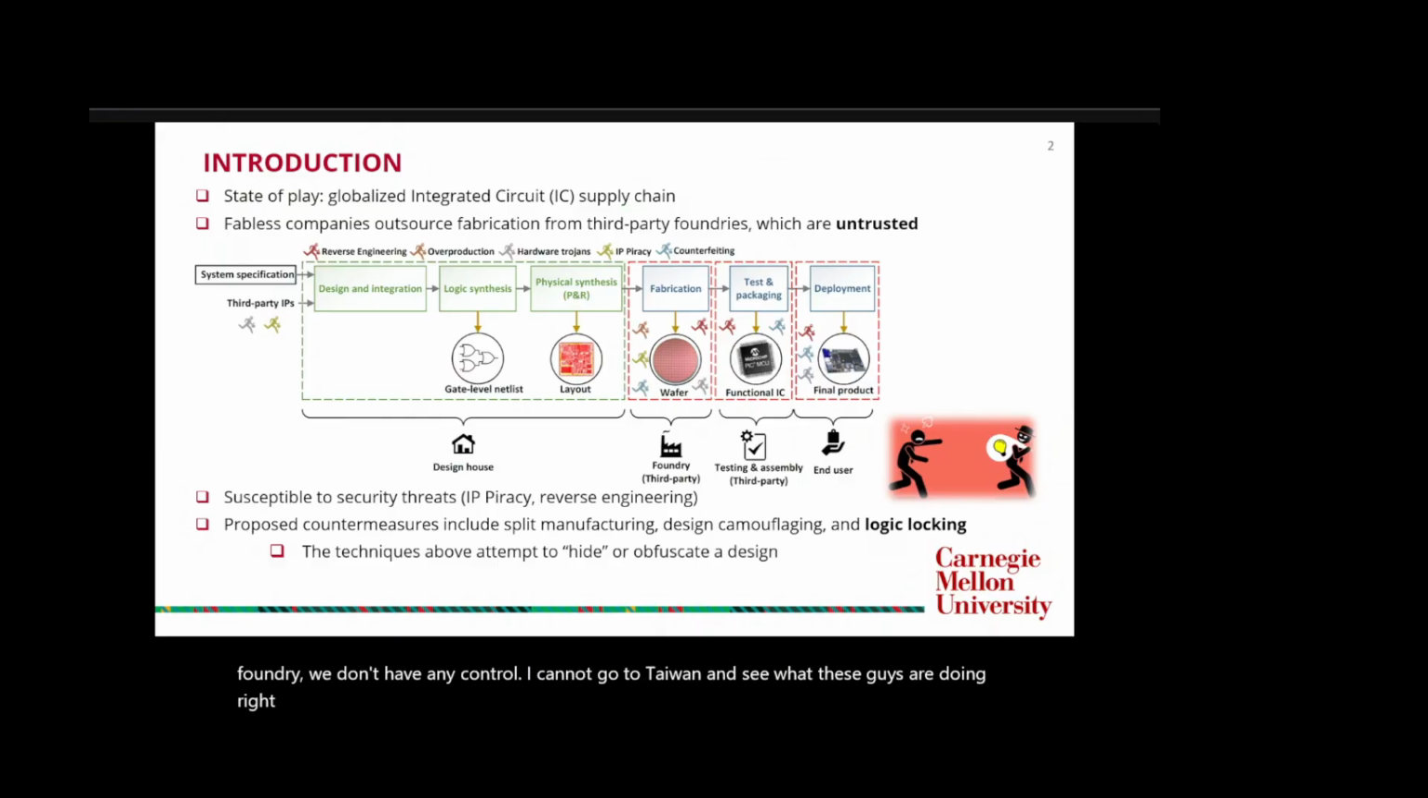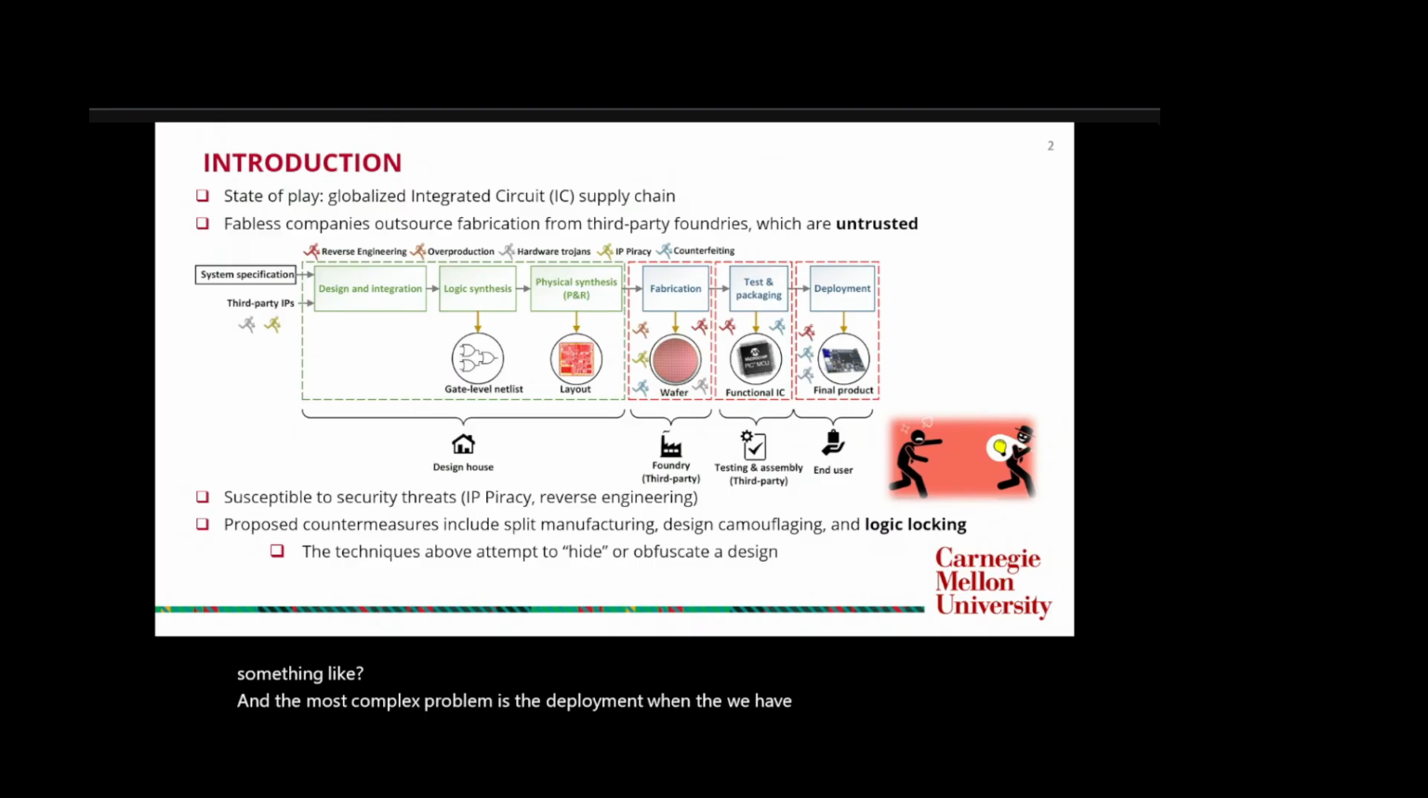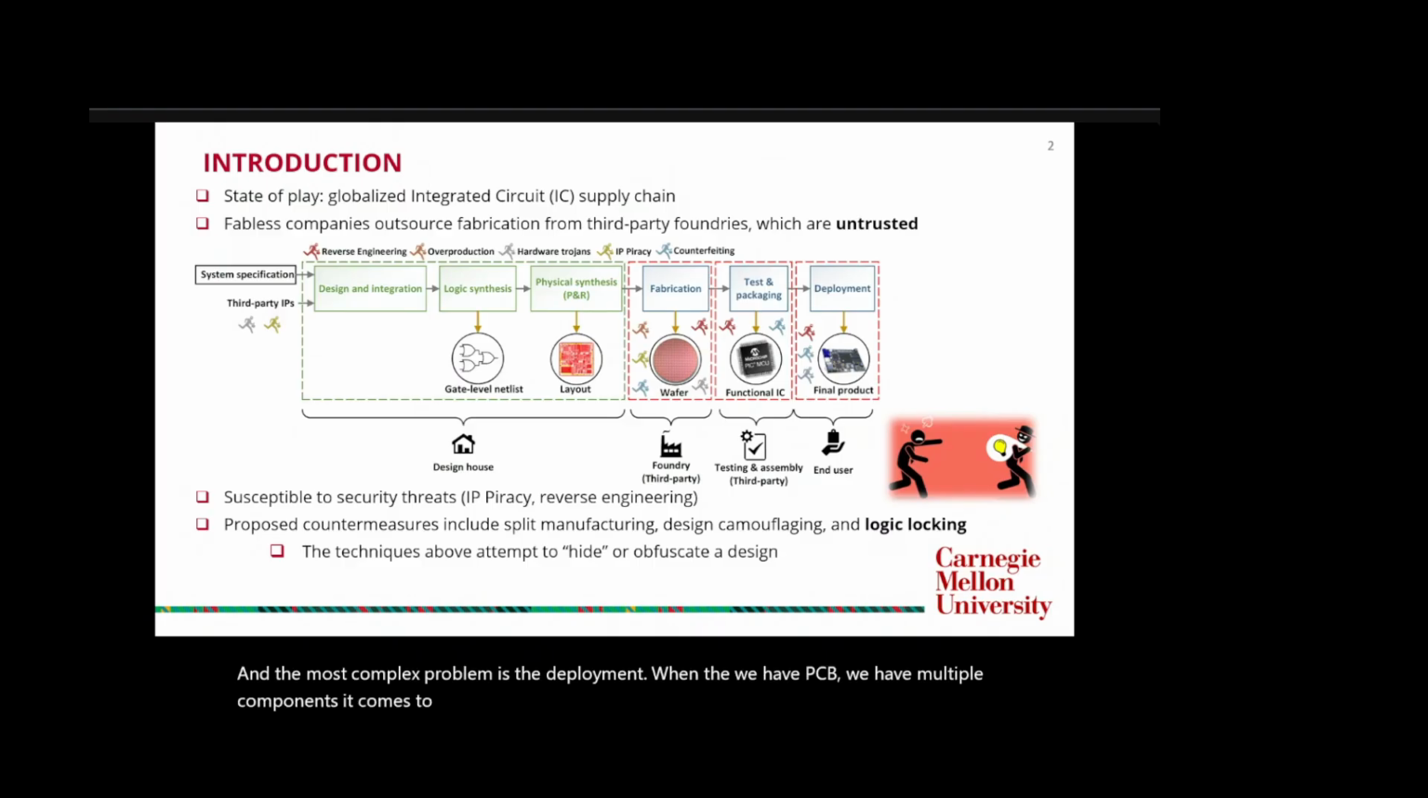Okay, then we have fabrication, right? After that fabrication, I cannot go to Malaysia. How are they packaging? Are they putting something in the package or hiding something? And the most complex problem is the deployment. When we have a PCB, we have multiple components. It comes to my company, and I cannot see which transistor is what, which resistor, or whether there is any modification. So we have a lot of problems with this globalized IC supply chain.